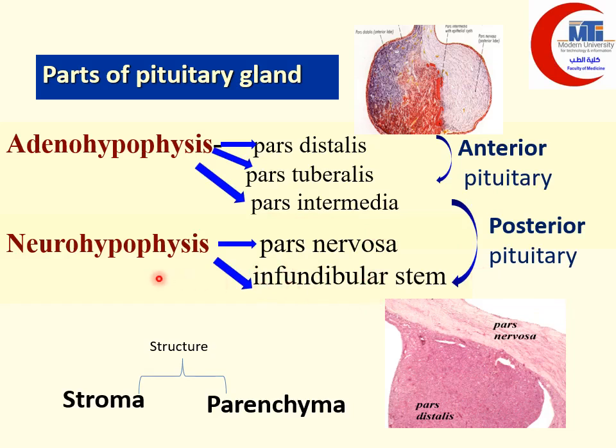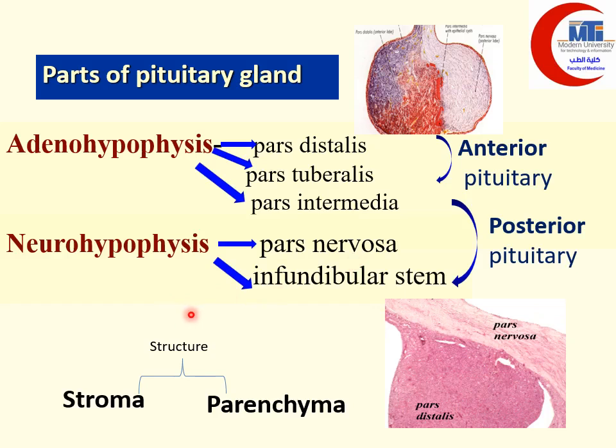So we can divide parts of pituitary gland as adenohypophysis, which includes these three parts, and the neurohypophysis, which contains these two parts. Or anterior pituitary contains the parts that lie anterior to the Rathke pouch, pars distalis and pars tuberalis, and posterior pituitary, which contains parts which lie posterior to the Rathke pouch. They are pars intermedia, pars nervosa, and infundibular stalk.